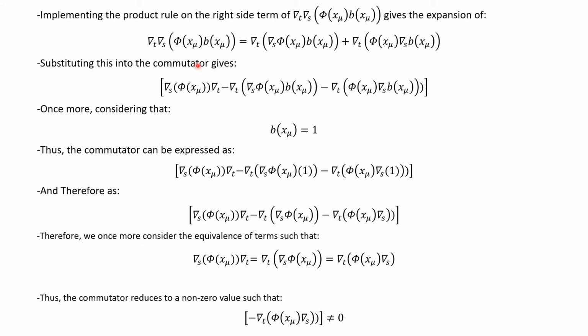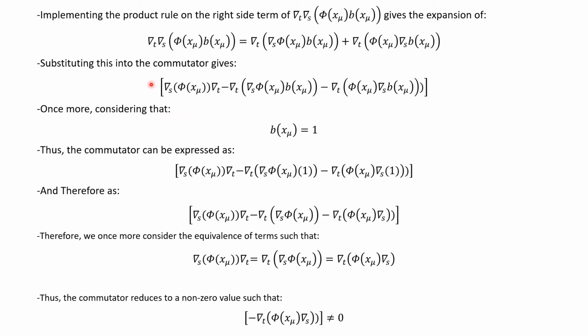All right, and this is actually the product rule right here. I just wanted to mention that. And therefore, we see this expression here. So moving on, we once more consider the equivalence of terms due to the symmetric property, as we see here. Thus, the commutator reduces to a non-zero value, as we see here. Okay, because everything is symmetric.